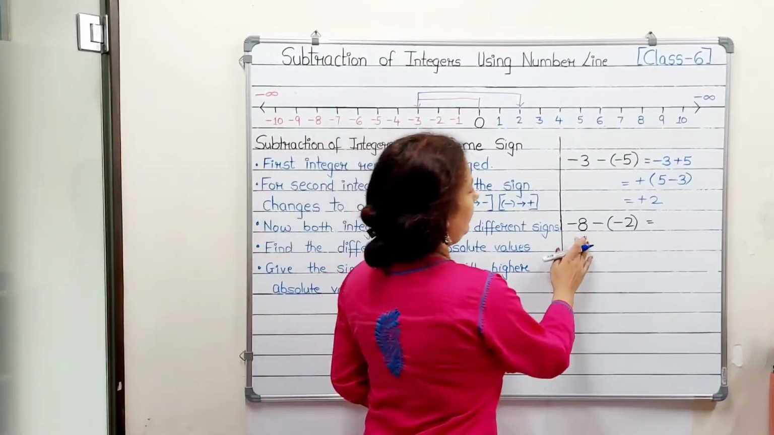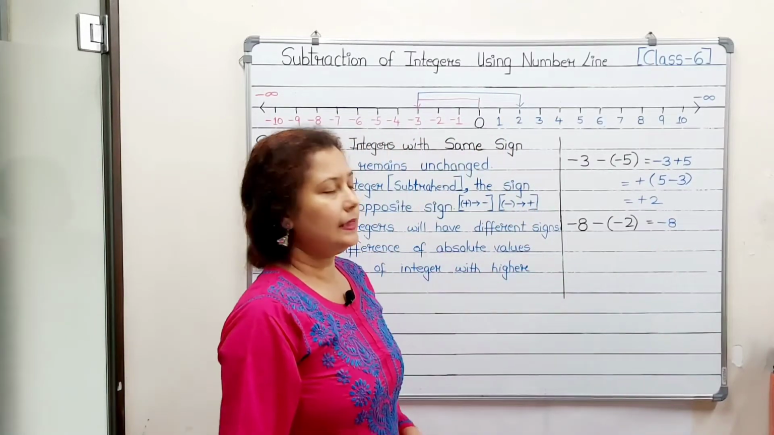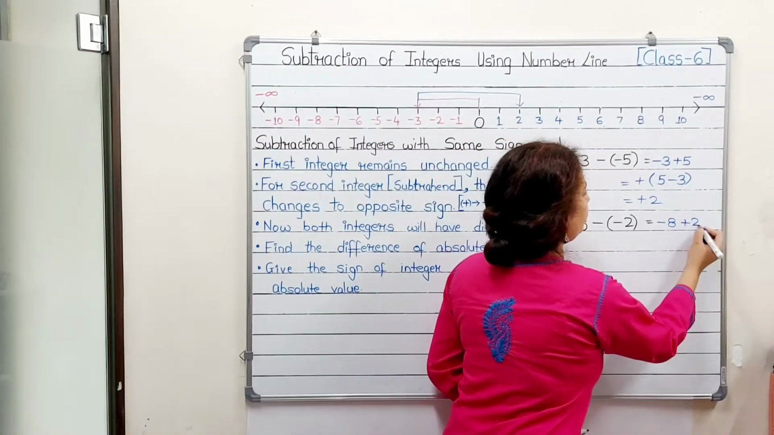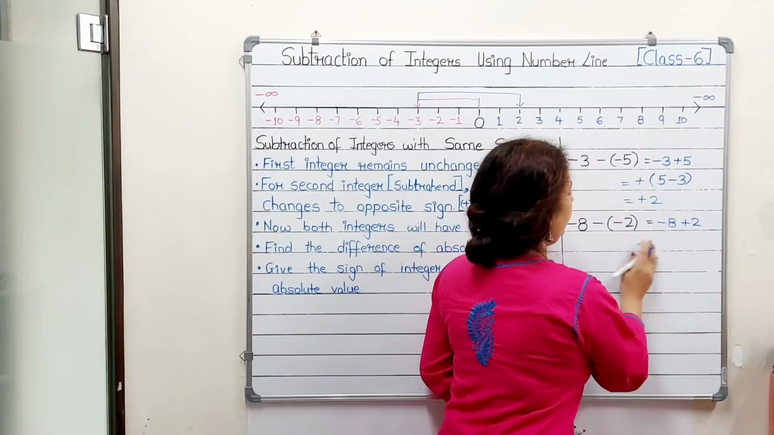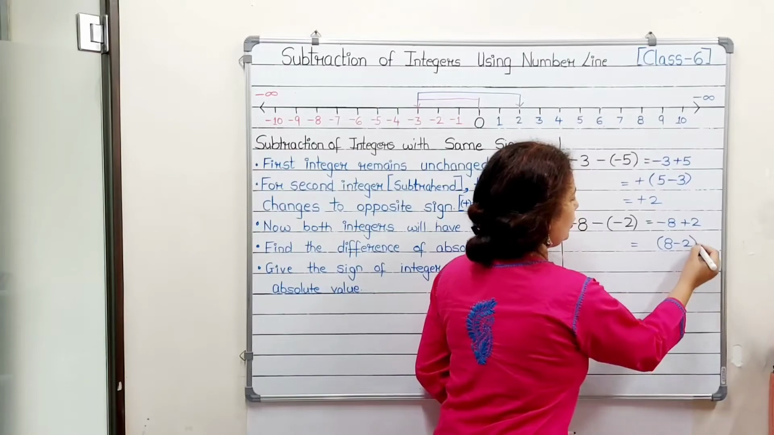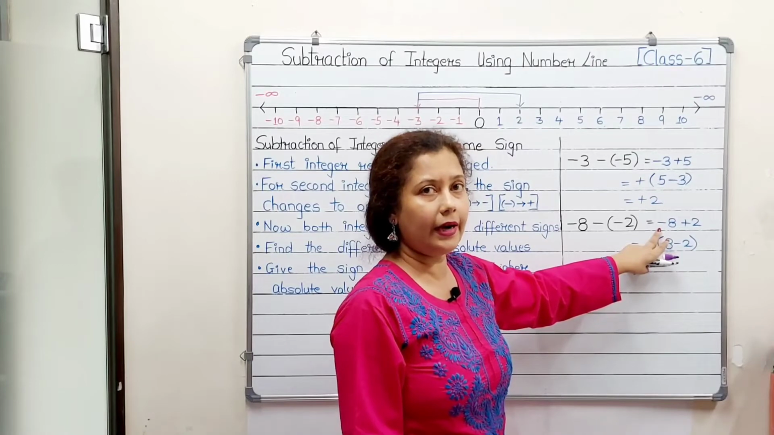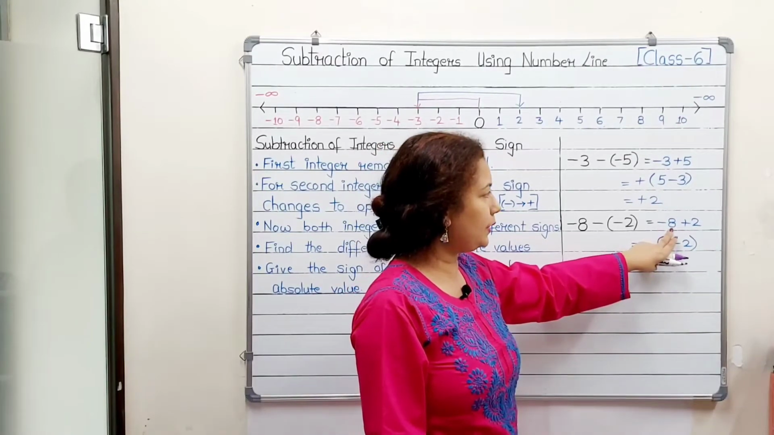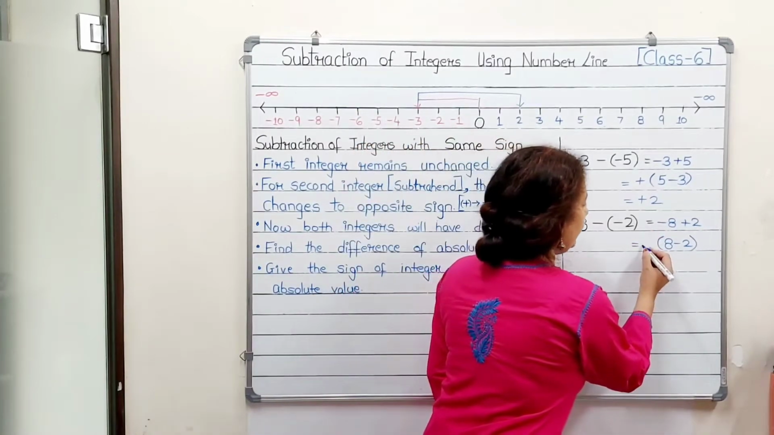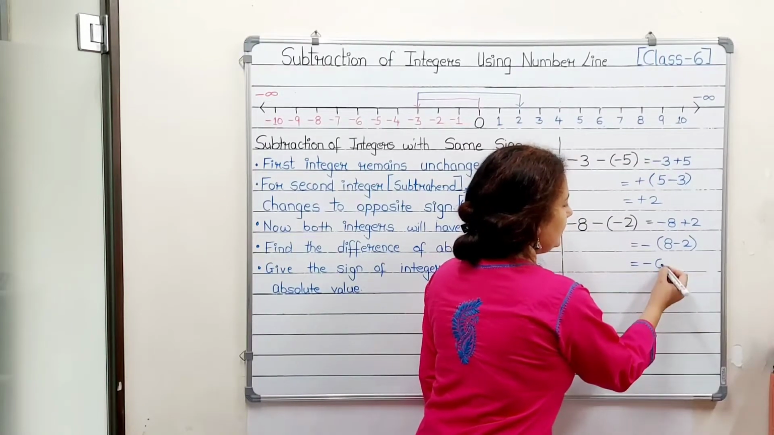Second example, -8. So again the first integer we will write as it is. Second integer is -2. So it will become +2. Now next will be, we will find the difference of the absolute values. So 8 minus 2. Now here we will give the sign of an integer with higher absolute value. Here the higher absolute value is 8 and it has a sign of minus. So answer will be negative. So minus, and 8 minus 2 is 6.